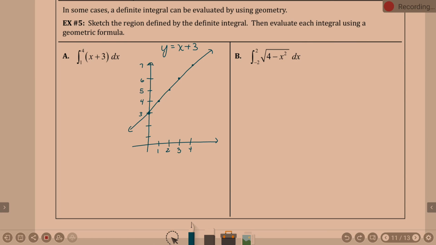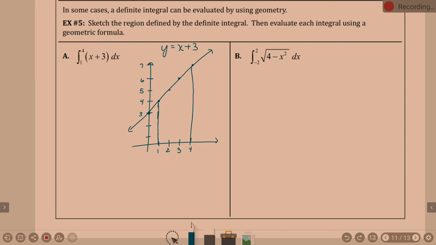Basically, I went up 1 over 1. I get kind of specific with my points because I'm going to need to be able to find some information here, aren't I? So I had a point at (0, 3), (1, 4), (2, 5), (3, 6), and (4, 7) is how mine ended up looking. Now, if we're doing the integral from 1 to 4, what's that mean? The area under the curve from 1 to 4.